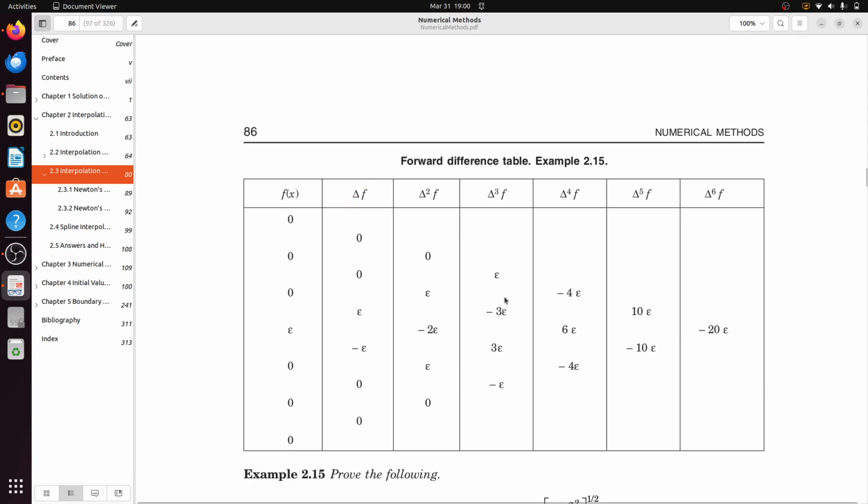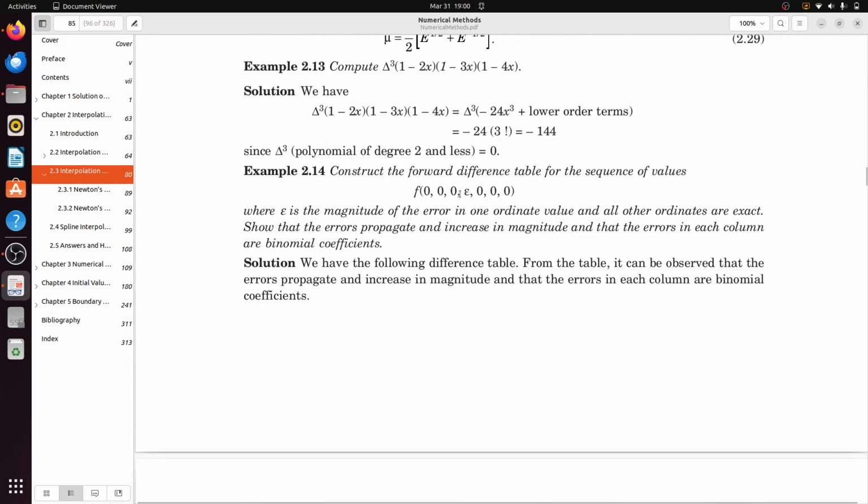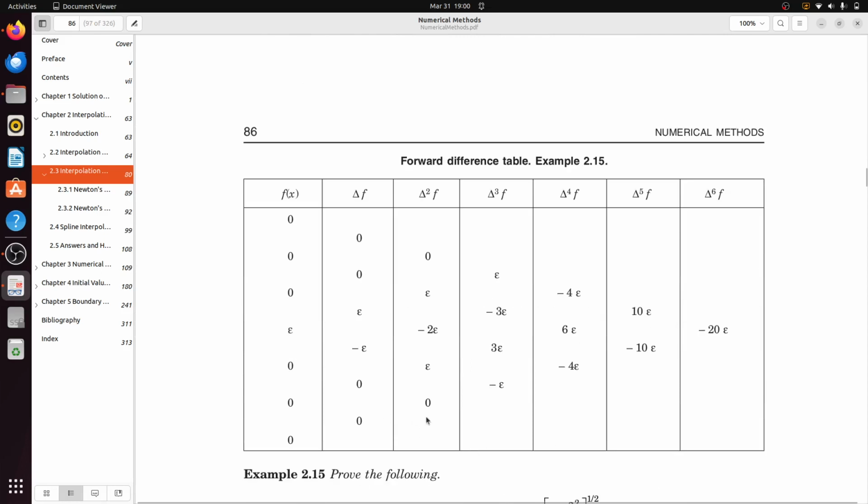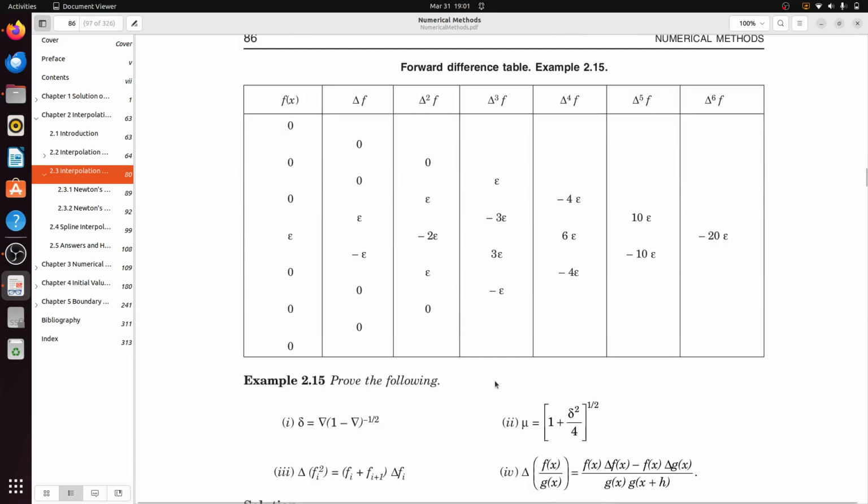Is it understandable what I am trying to say? If you have an error epsilon in one of the internal data, then the error will be magnified with binomial coefficients, like here: 1, minus 2, 1, and 1, minus 3, 3, minus 1. We are having the error propagating through the entire difference table.